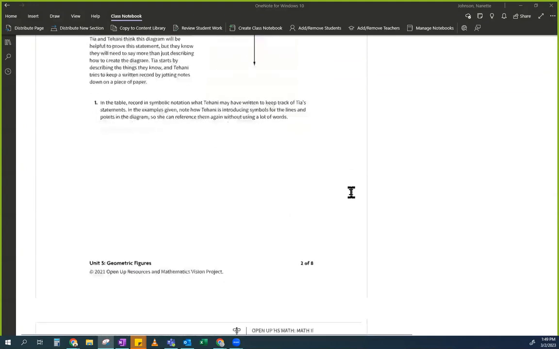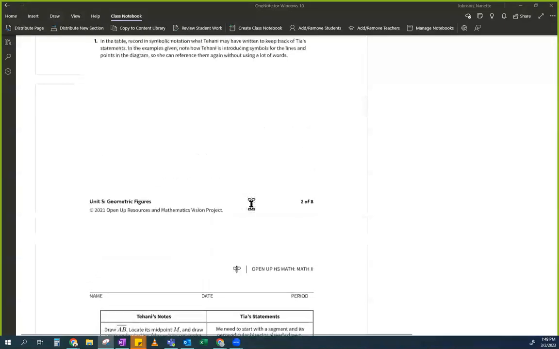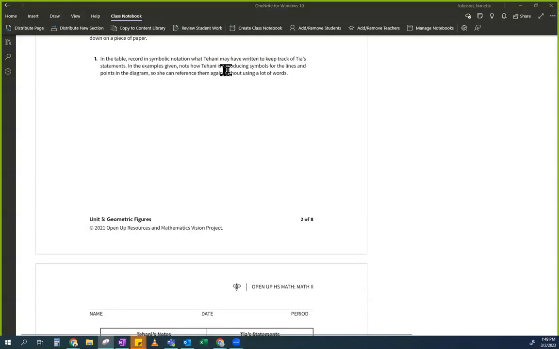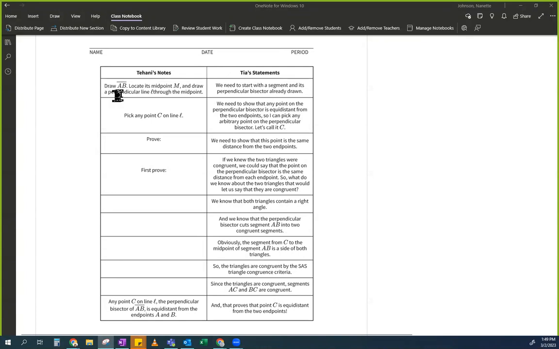Okay, so I'm going to go over this super quick because we don't have a lot of time. I want you later on to read through this, and your job is up here. In the table, record in symbolic notation what Tahani may have written to keep track of Tia's statements. In the examples given, note how Tahani is introducing symbols for the lines and the points in the diagram, so she can reference them again without using so many words. So notice here, she wrote segment AB. Does everybody see that?